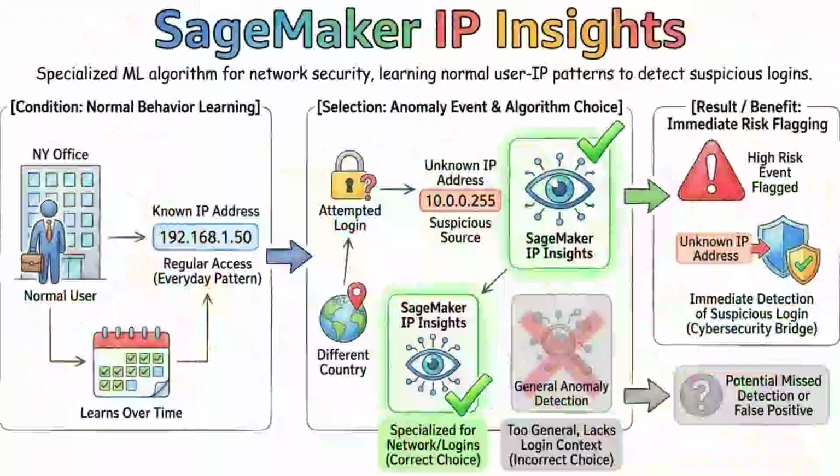A very similar but highly specialized anomaly detection algorithm is SageMaker IP Insights, which focuses entirely on network security and suspicious logins. It specifically learns the normal, everyday behavior of user accounts and the exact IP addresses they typically use to access your internal systems.